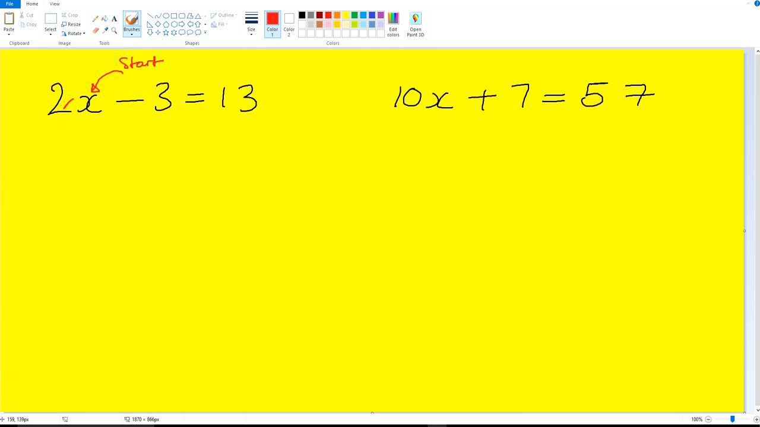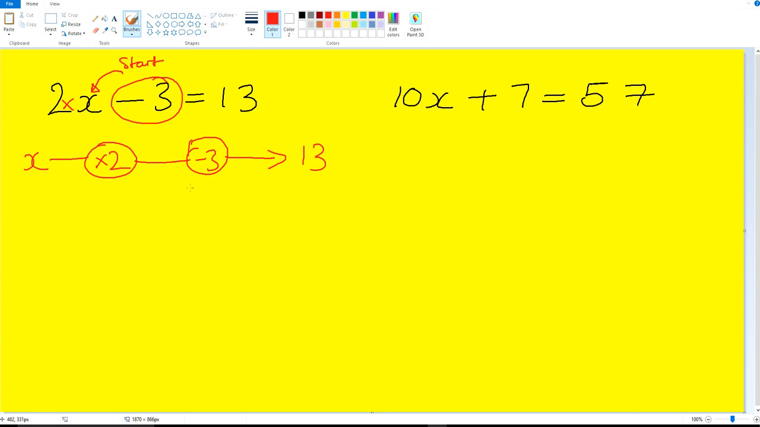So x has been, first of all, timed by 2. So let's write down x has been timed by 2. Put times by 2 into a function machine. After x has been timed by 2, then it's been minused by 3. Minus by 3. So that's my second function machine. And then it gives me an answer of 13. So all of this leads to an answer of 13. So that's the first function machine being drawn for us.